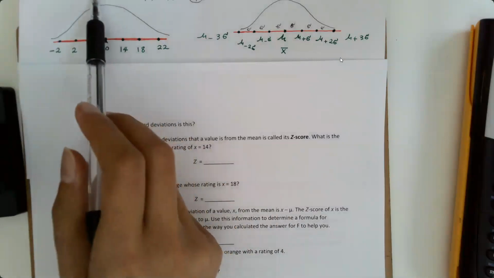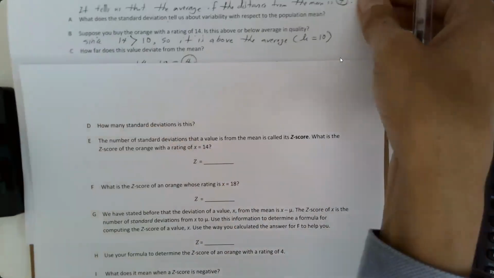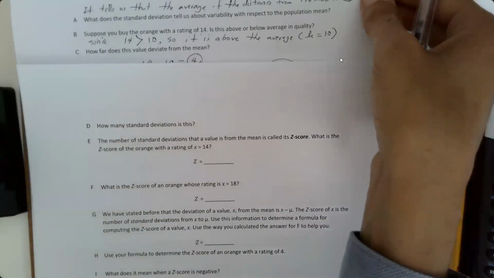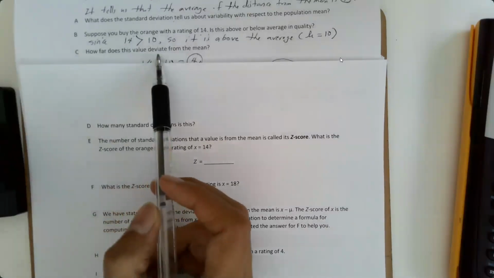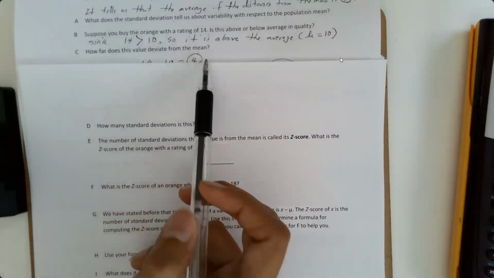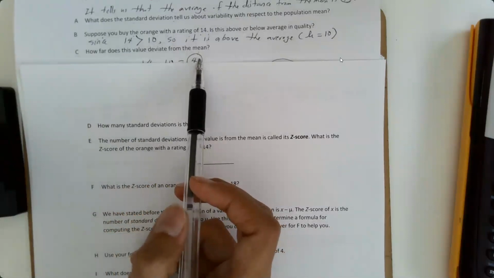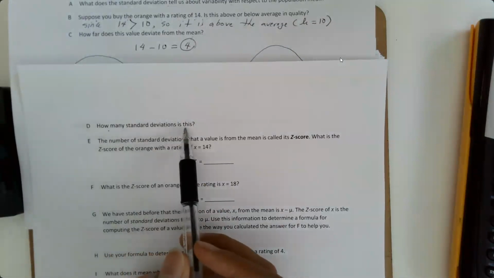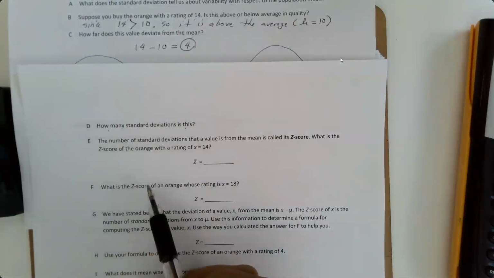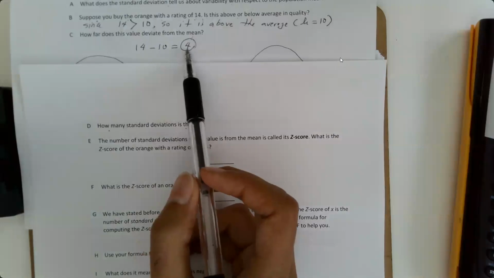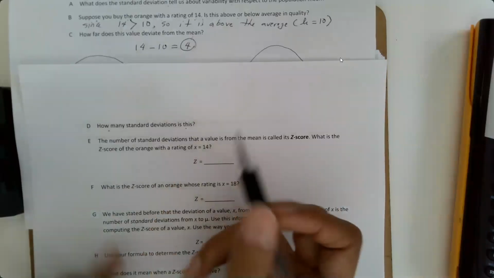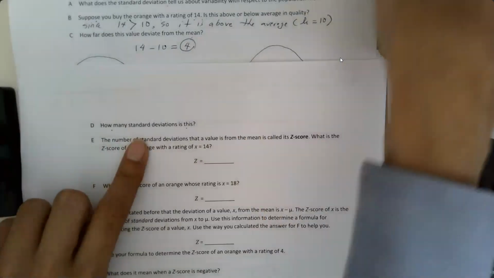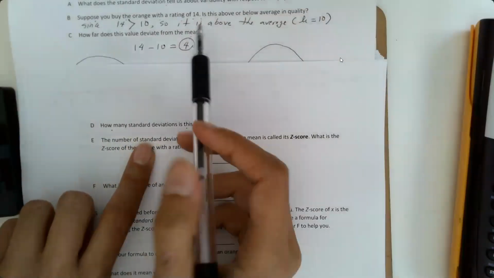So in C, the question was, how far does this value deviate from the mean? It was 4. And then part D says, how many standard deviations is this? We know that 4 is just one standard deviation. So this is one standard deviation. So take a look at the question again.